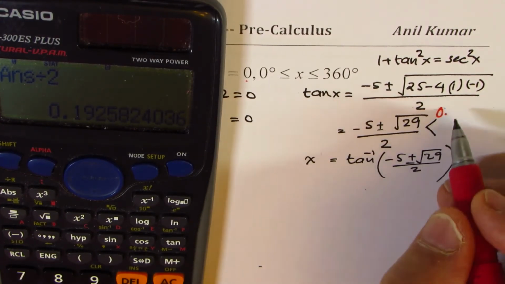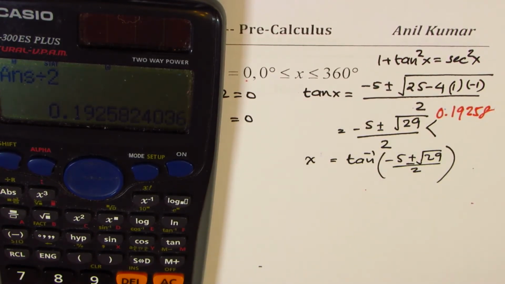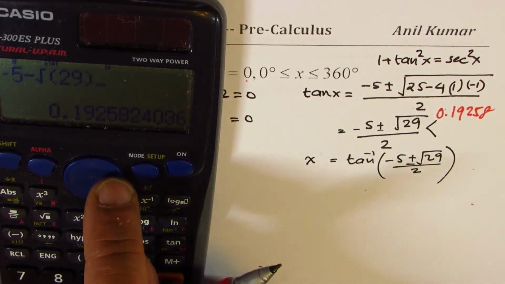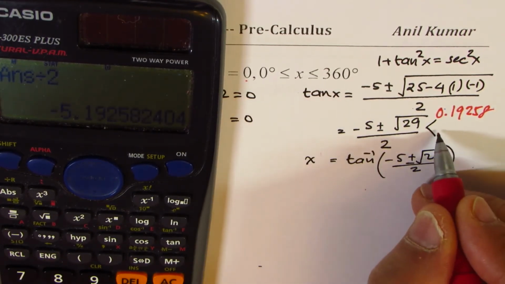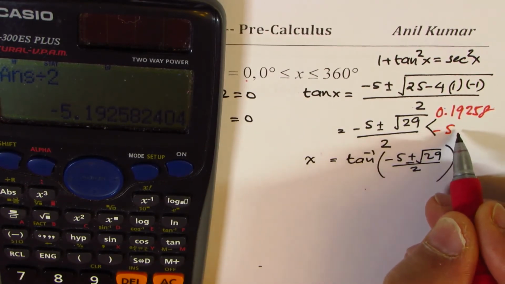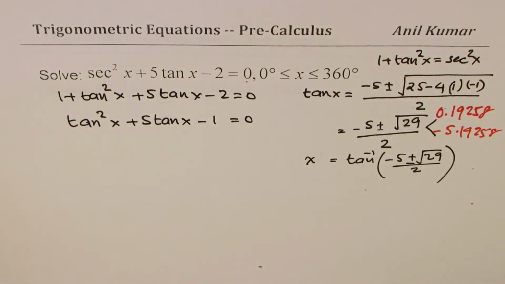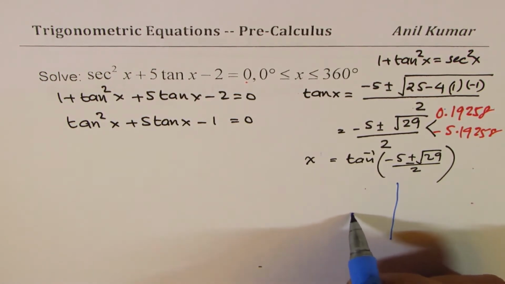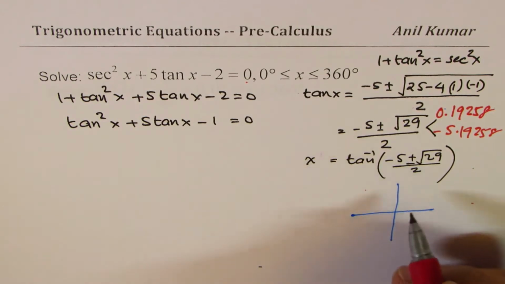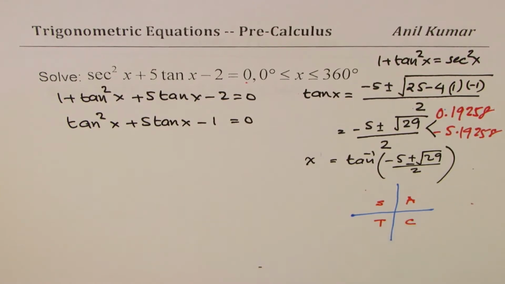We have 0.19258. The second one is minus 5 minus square root 29 divided by 2 is equal to, second one is negative 5.19258. So what you realize is that we actually get positive and negative values. For tan, as you know, well, all are positive here. Sine is positive in quadrant 2, tan in 3, and cosine in 4.